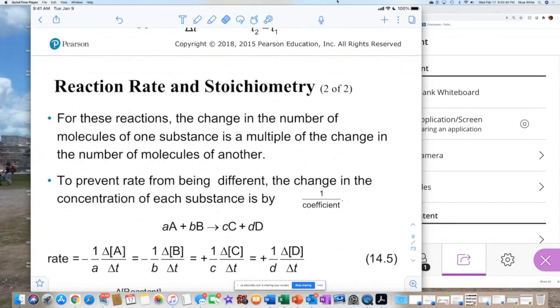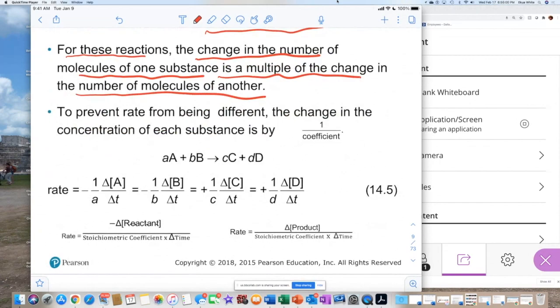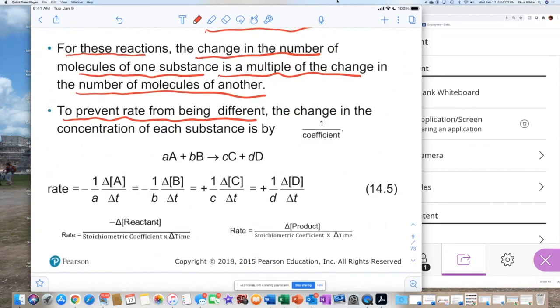Anyways, let's look at the rate of the reaction and the stoichiometry and how it plays out. So we're being told here that when you have a reaction where stoichiometry is a factor, the change in the number of molecules of one substance is a multiple of the change in the number of molecules of another substance. So here we're being told stoichiometry does matter to prevent the rate from being different. Wait, what? The rate can be different? Remember, I told you earlier, you can get to the same rate by tracking any reactant or any product. But if you don't take care of stoichiometry, you can have different rates.